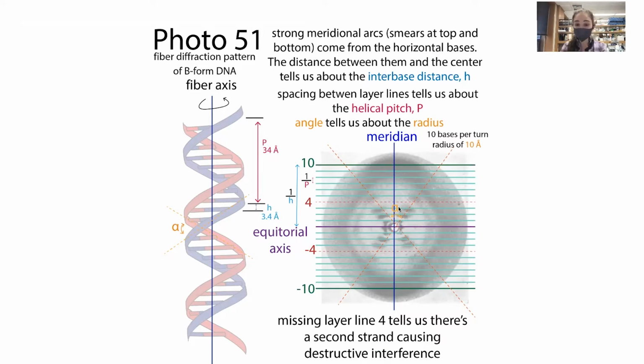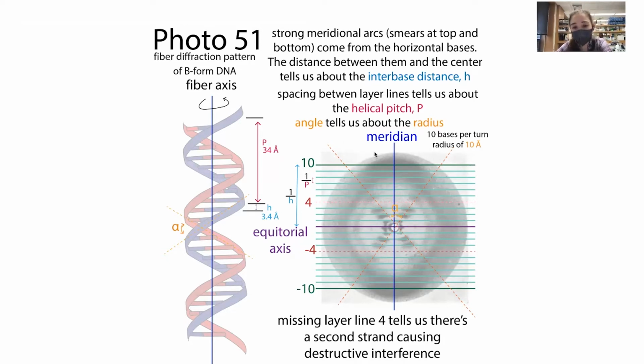It's actually this bigger distance, between this equatorial axis and this meridian arch thing, that is going to tell us about the distance between the closer together repeating parts. So between the bases. This information from here to here is going to give us information about the H, the distance between the bases, from one to the next. And since it's reciprocal space, it's going to be 1 over H.